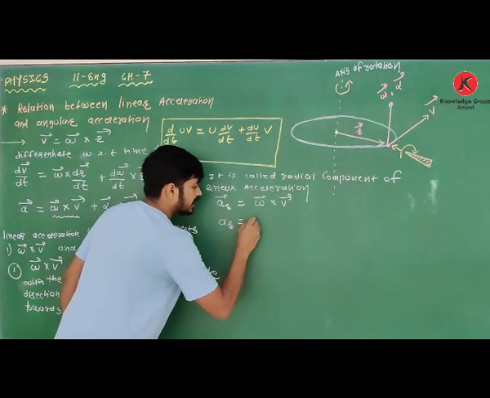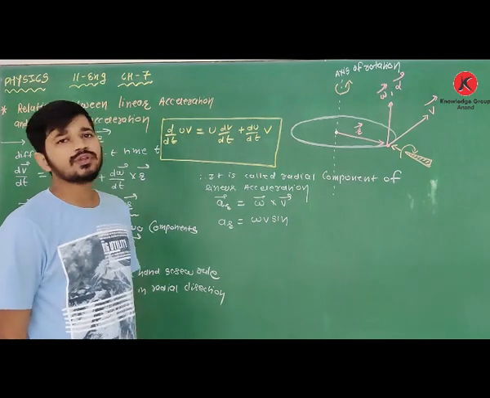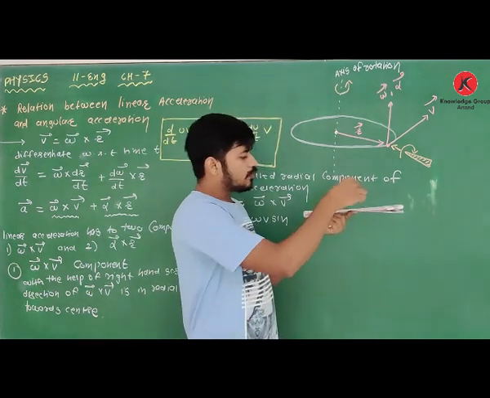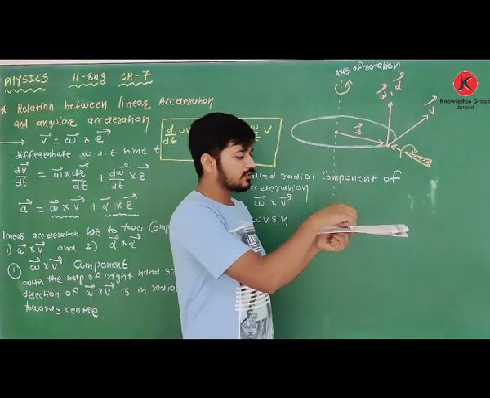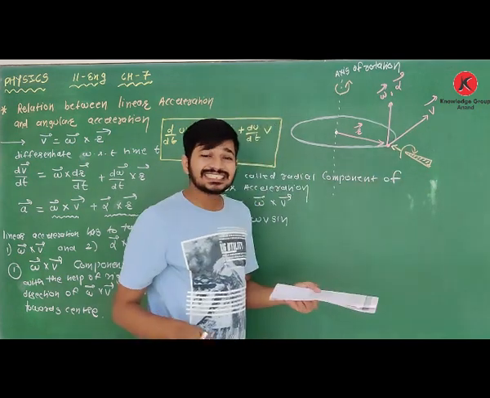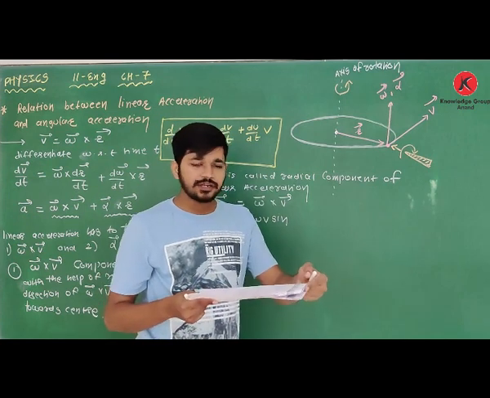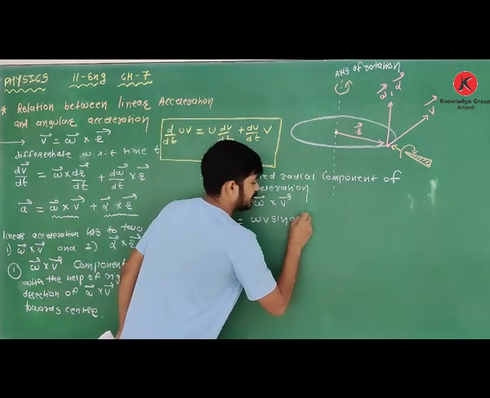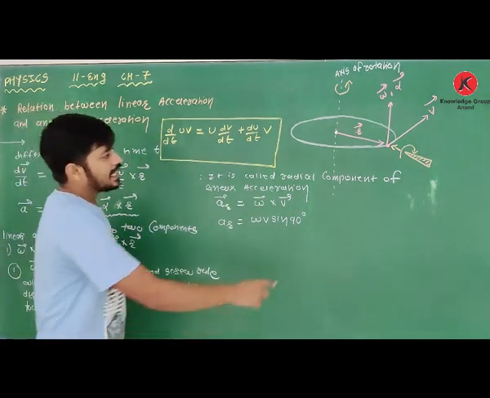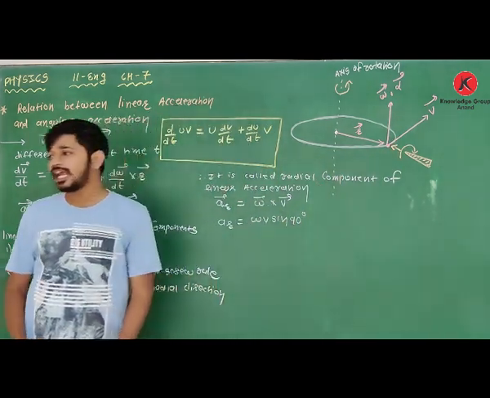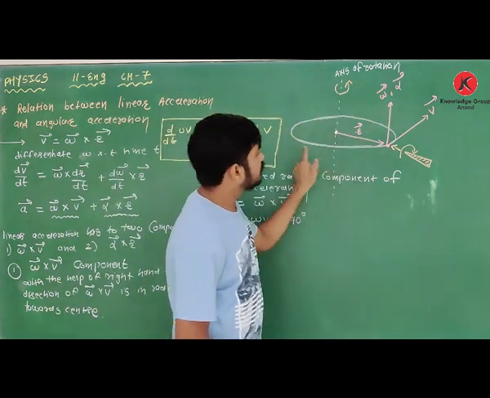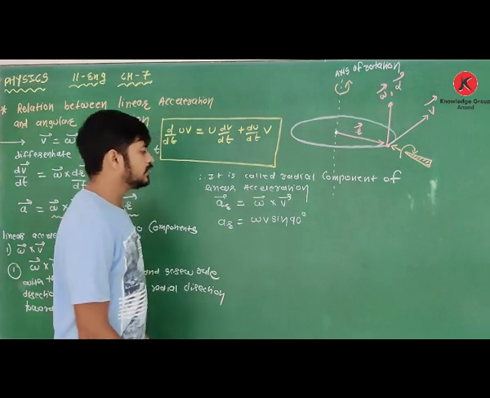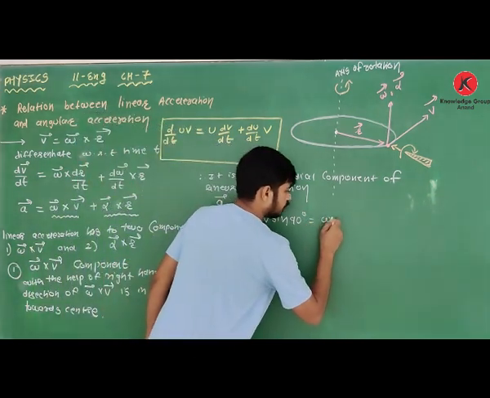Now if I want to find its magnitude, then AR is equal to omega v sine of the angle. What is the angle between omega and v? If this particle is moving in this plane, then omega is parallel to its axis of rotation, vertically upward, while the tangent is in the plane of the circle. The axis of rotation and the plane of the circle are normal to each other. So omega and v are perpendicular, the angle between them is 90, sin 90 is 1, so it is omega v.